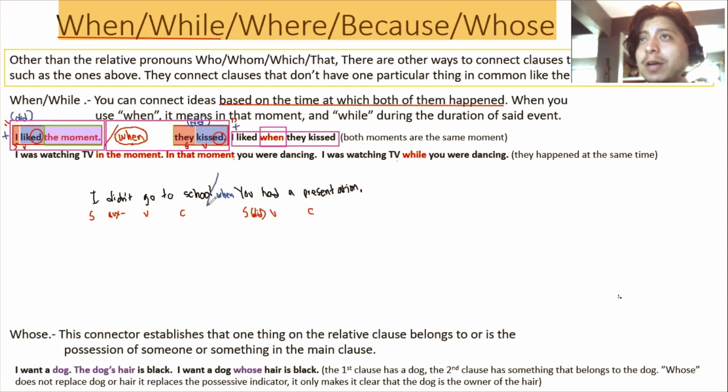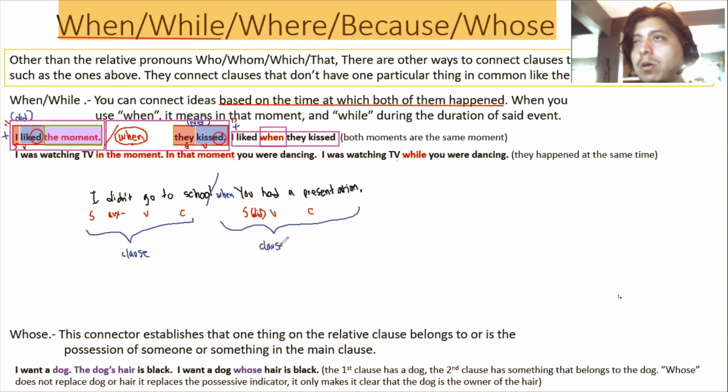When you are using this connector, this is the demarcation where you know that this is one clause and this is the beginning of a different clause. What is the main clause? The one that doesn't start with the marker. This starts with a marker, so this is the relative clause. Yes, this doesn't start with any marker. This is a normal sentence. This will be the main clause. If I only say I didn't go to school, it makes sense.